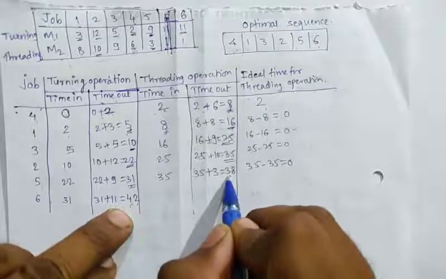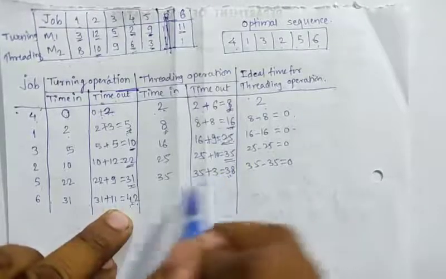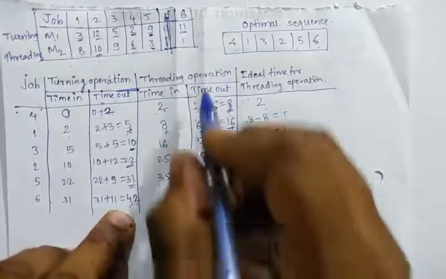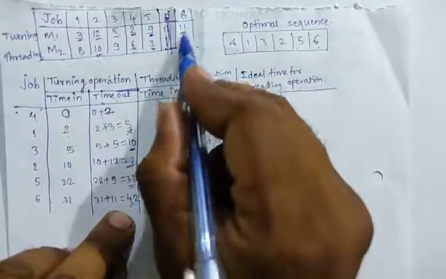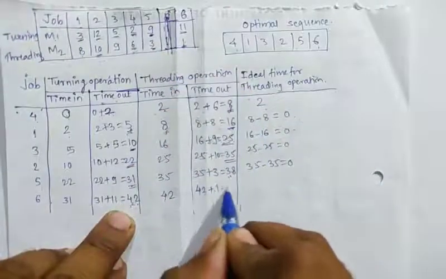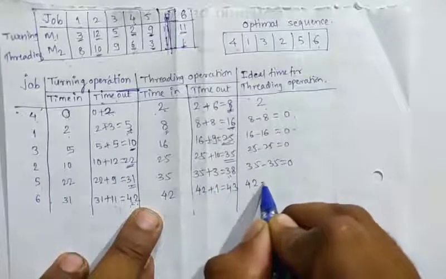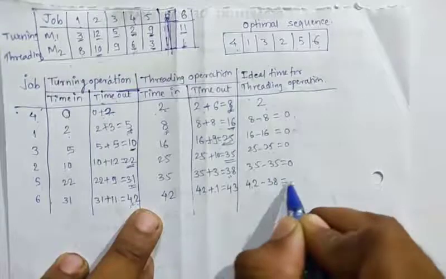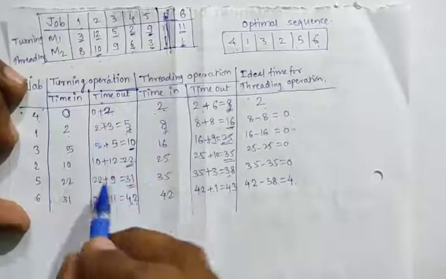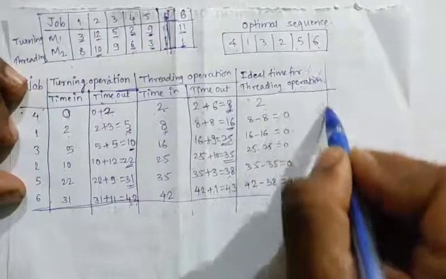So the second machine will stop while waiting for the first job to complete. So here the maximum between these two is 42. So 42 plus the time required to complete the sixth job on the second machine, which is 1 minute. So 42 plus 1 is equal to 43. The difference between these two is 42 minus 38, which is equal to 4 minutes. Okay, so this is our chart. This completes the solution.